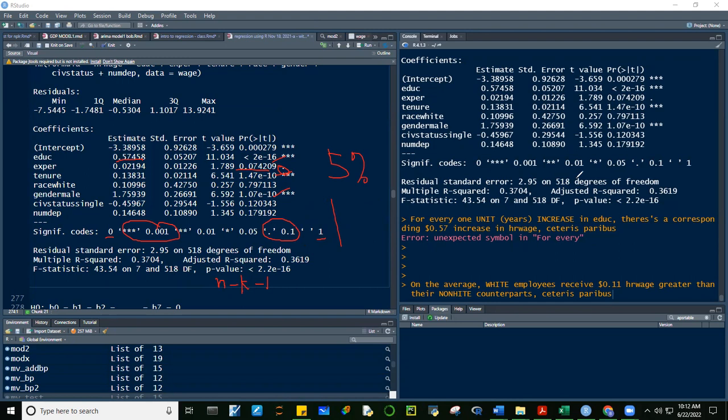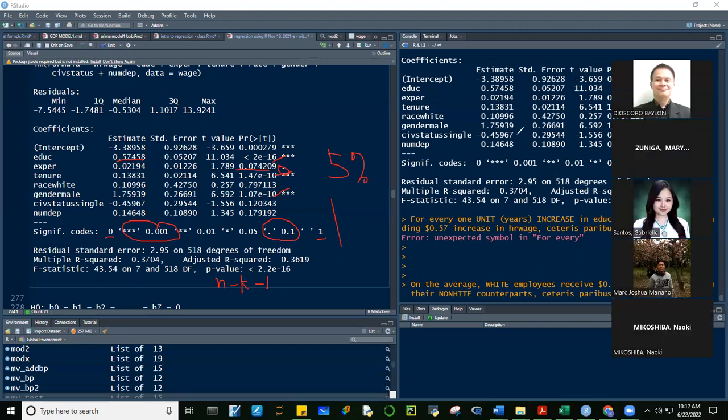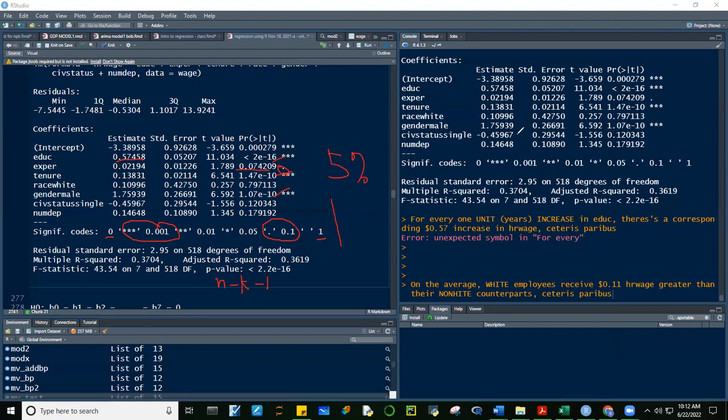Ilan? Answer, please, guys. How many observations do we have? Paki-chat, please. For the wage data, ilang observations natin? What is our sample size? Ayan, thank you. Thank you, Jonas.